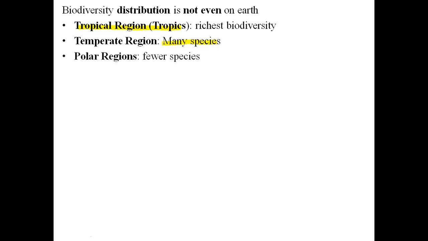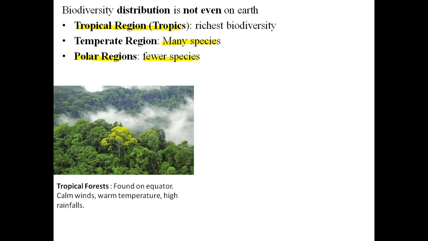The third region is the polar region, the north and south poles, where we have only fewer species. Here we see an example, not in the book but just for information, of tropical forests. They are found on the equator. So where is the equator? If this is a globe, the central line is the equator line.